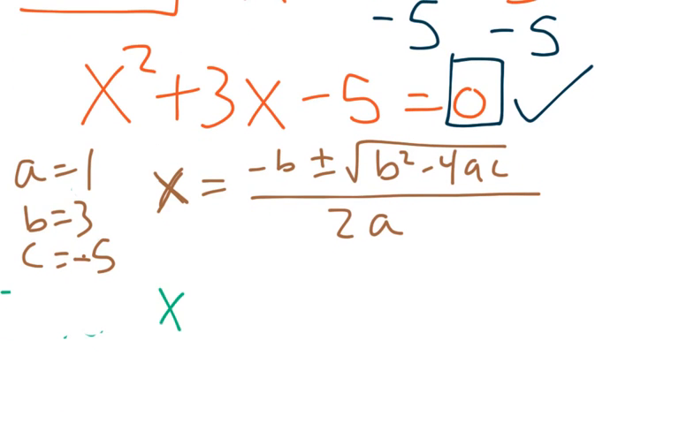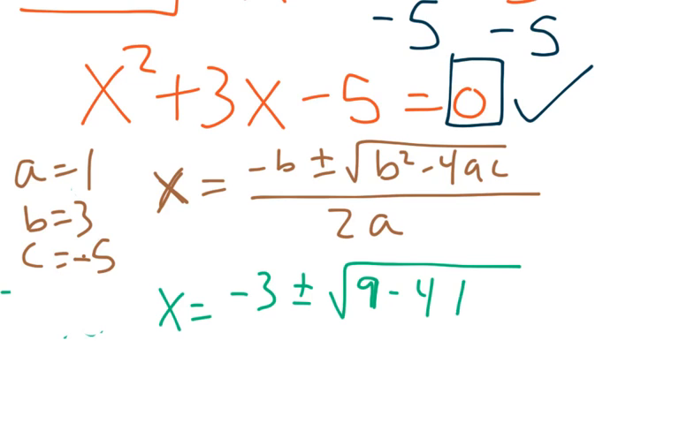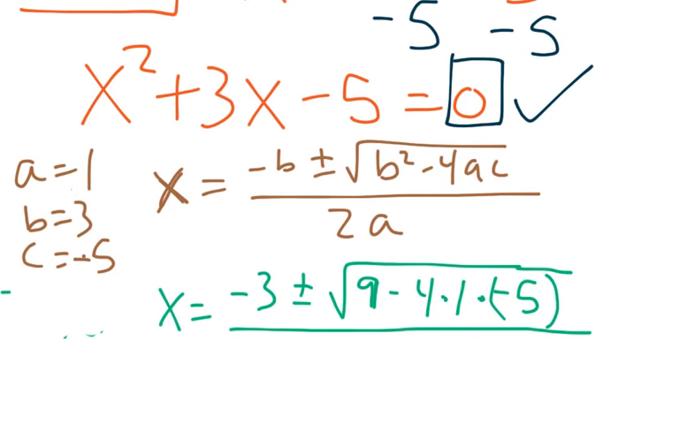So x equals -3, that's -b, plus or minus the square root. B squared, 3 squared is 9, minus 4 times a, which is 1, times c, which is -5. I'll put that in parentheses so I don't mess up. And then all over 2a, so all over 2 times 1.